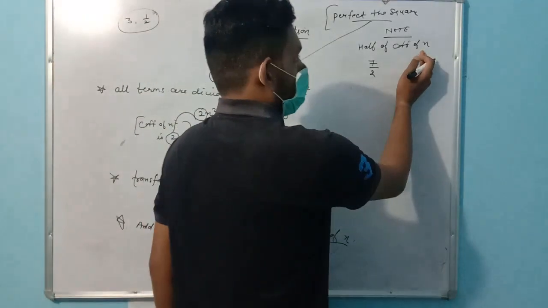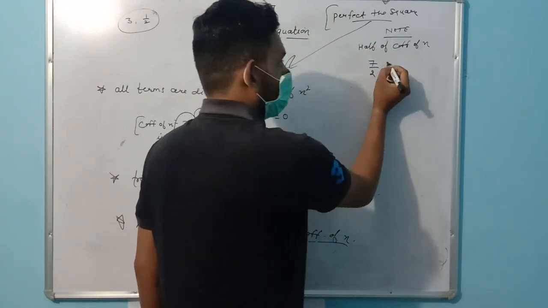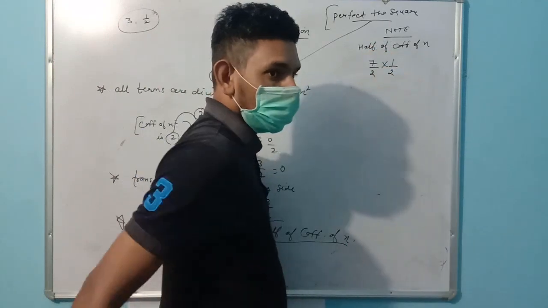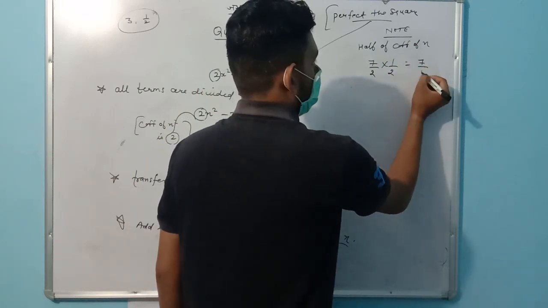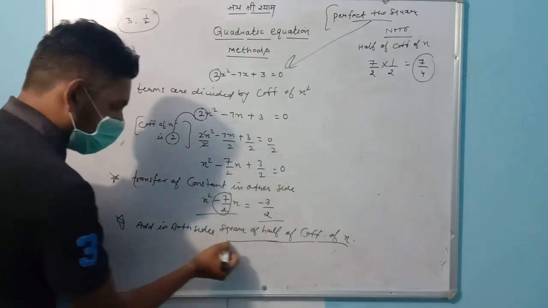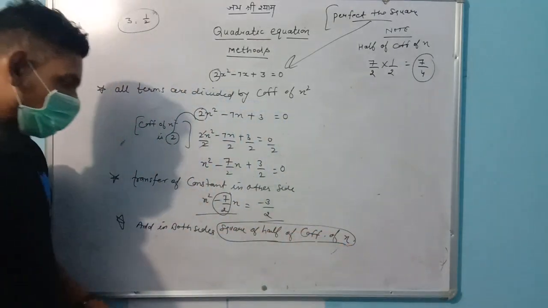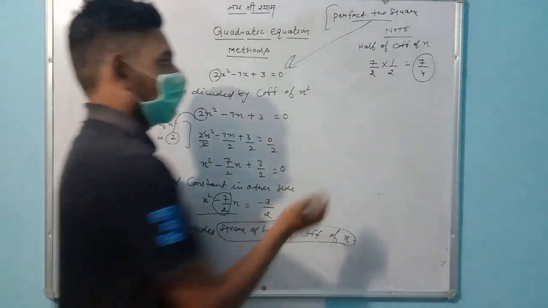What is the half of 7 upon 2? Half of the coefficient of x, na? It is the coefficient of x. And what is the half? Means of half, we do multiply by half. Okay. Then 7 upon 4 is the half of the coefficient of x. Okay, we do work, and what we will do? Square. And what is the square?